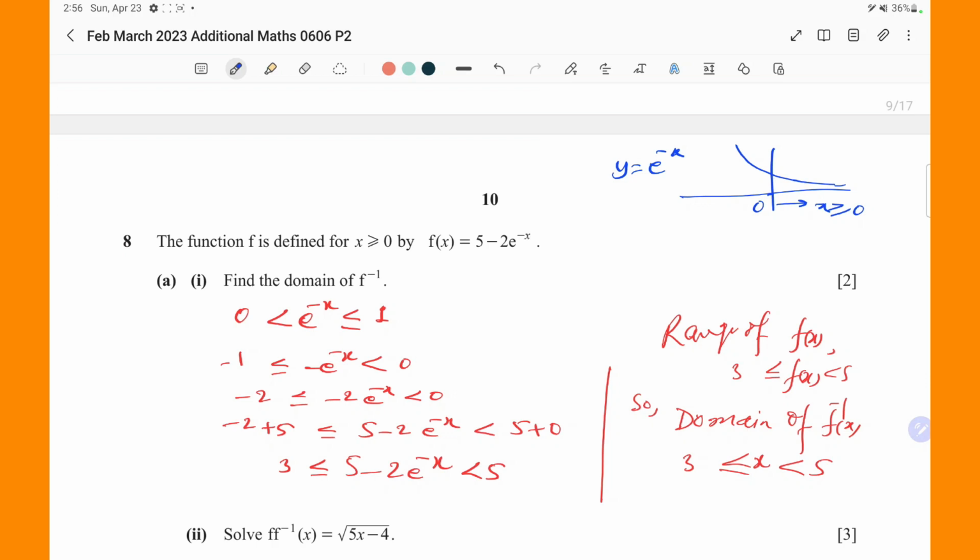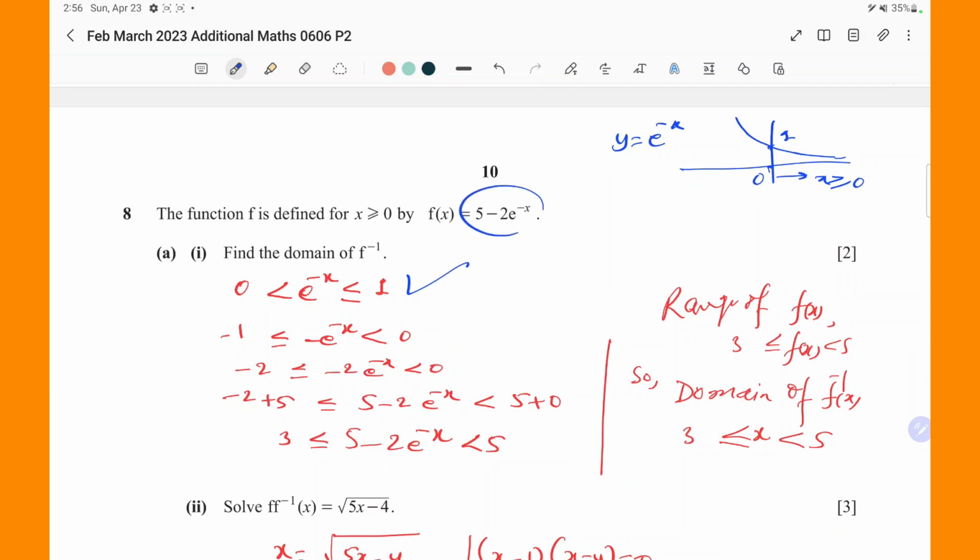So your range is, here it is 1. So 0 to 1, right? So e to the power minus x range is 0 to 1. 1 you can get, but 0 you will never get, because it will never touch the x-axis. It will be closer to the x-axis but not touching. So e to the power minus x range is 0 to 1.